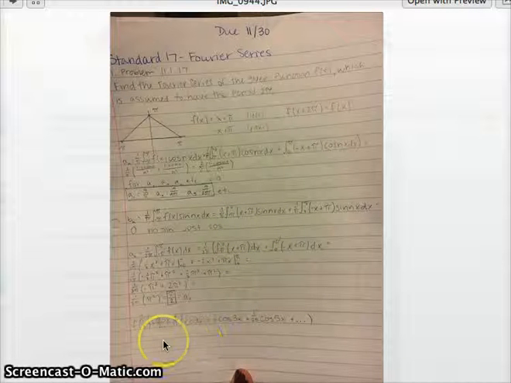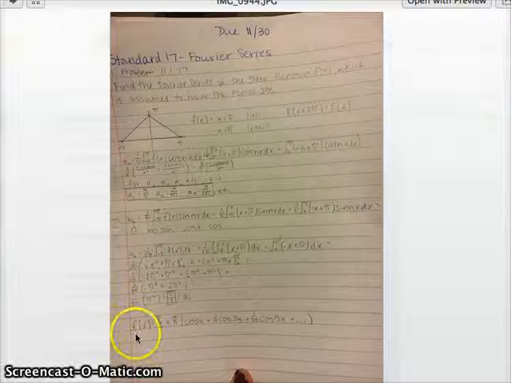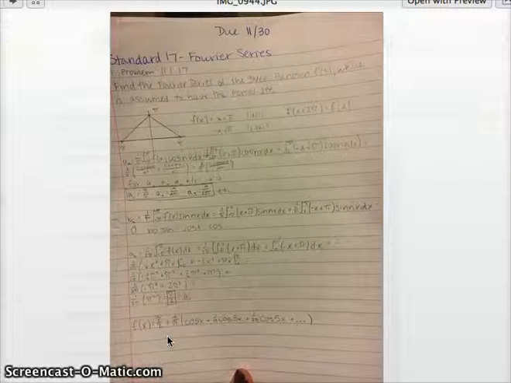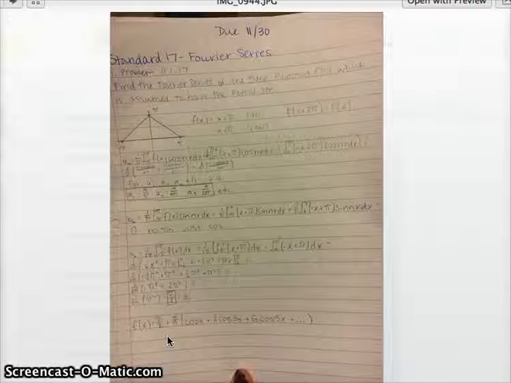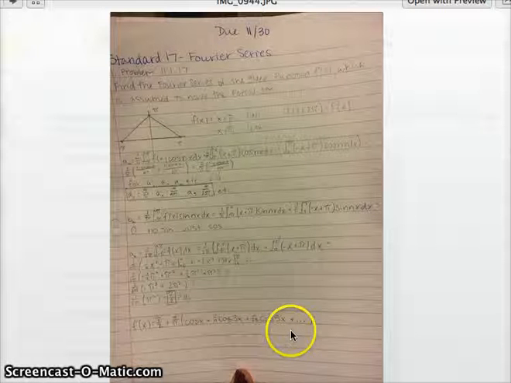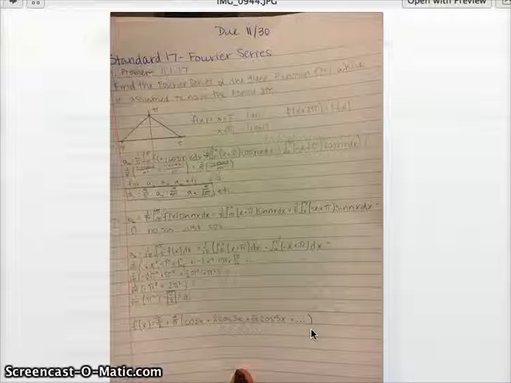So then plug all those in, and the series is going to be f of x equals pi over 2, which is the a of 0 term, plus 4 over pi times cosine of x plus 1 over 9 cosine of 3x plus 1 over 25 cosine of 5x, and that just keeps going on, and those are the a terms with n equals 1, 3, 5, etc.